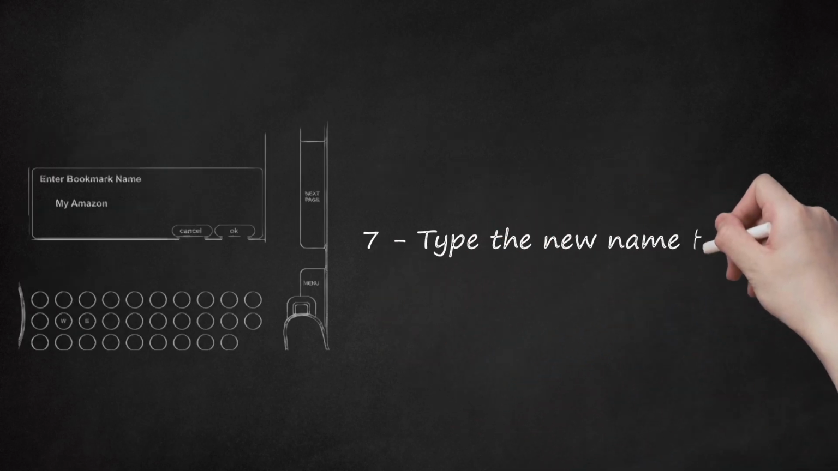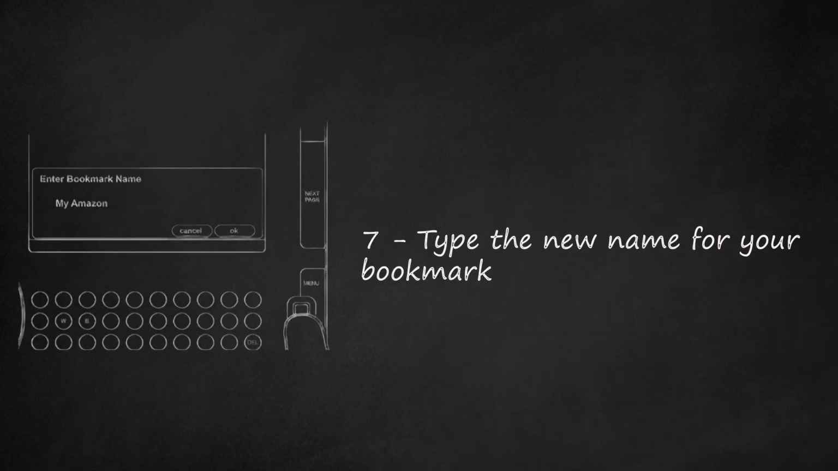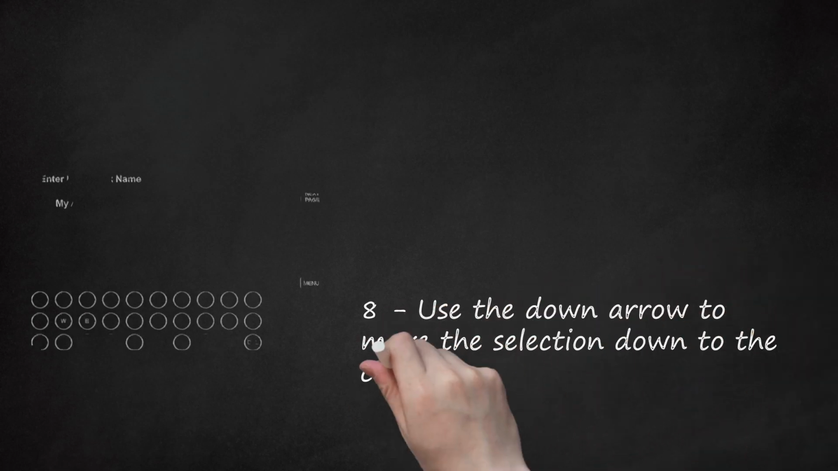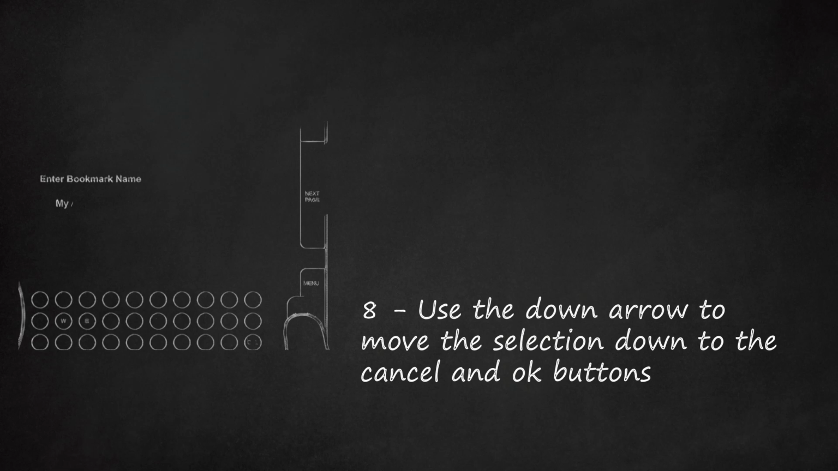7. Type the new name for your bookmark. 8. Use the down arrow to move the selection down to the Cancel and OK buttons. If you press the down arrow key once, it'll bring you to the OK button quickly.